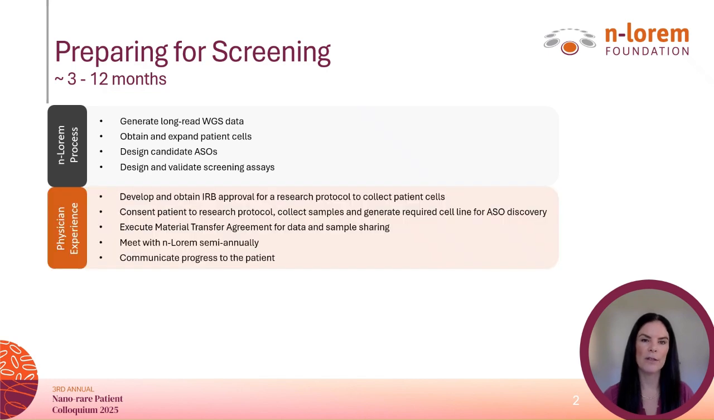To support our efforts and prepare for screening, the first key responsibility of each physician who has a patient accepted by n-Lorem is to generate and provide a cell line for the patient. In some cases, a cell line may already be available, but in many instances, this requires several steps to be completed first. In order to collect cells from a patient, there must be a research protocol which has been approved by an IRB and that the patient can consent to.